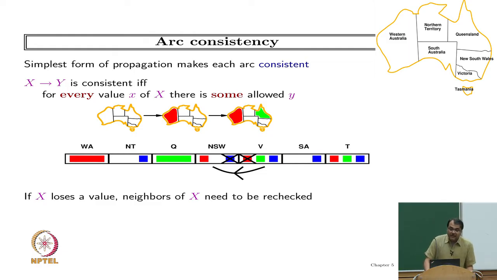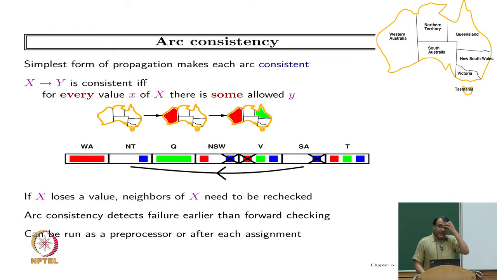And this keeps going. So, basically at some point we will check the arc South Australia to the Northern Territory, we will realize that for South Australia blue, we do not have a value for Northern Territory, we remove South Australia blue. As soon as we remove South Australia blue, South Australia has no values possible, we have detected failure, we will backtrack.